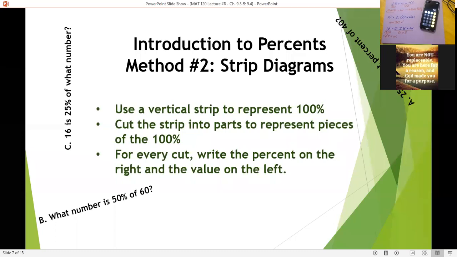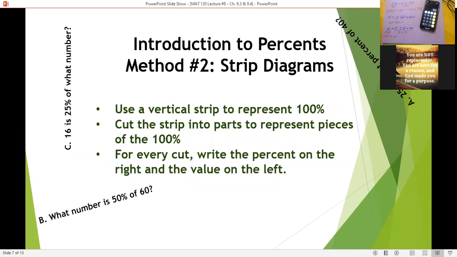The second method we're going to talk about is how to use strip diagrams to answer questions like these. And when you're using strip diagrams to answer questions, you have to draw the same kind of strip diagram every single time. The last couple of strip diagrams we were using had to do with multiplication and division models and addition models. With fractions, these are going to be a little different looking. They will be vertical rectangles and they're going to represent quantities.